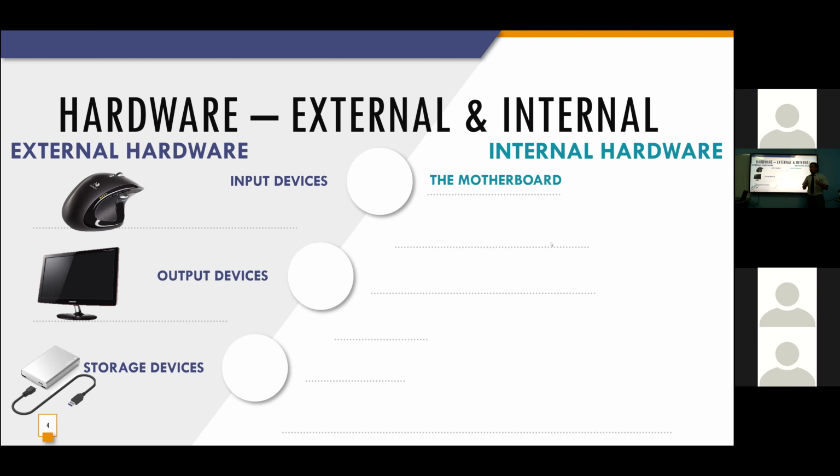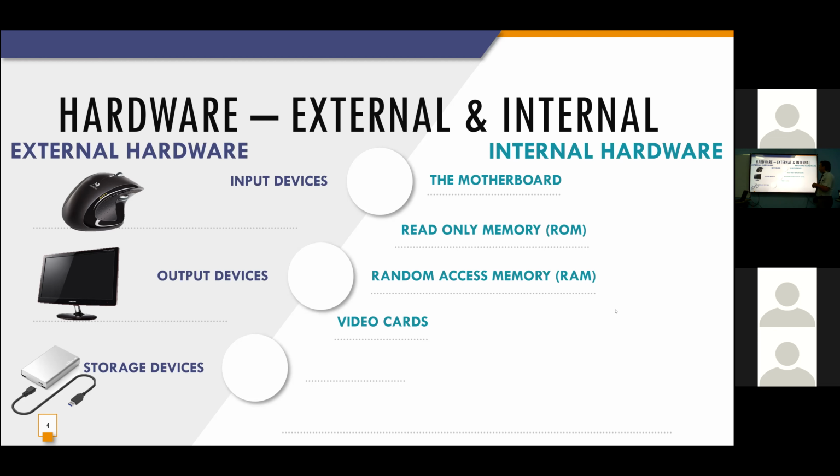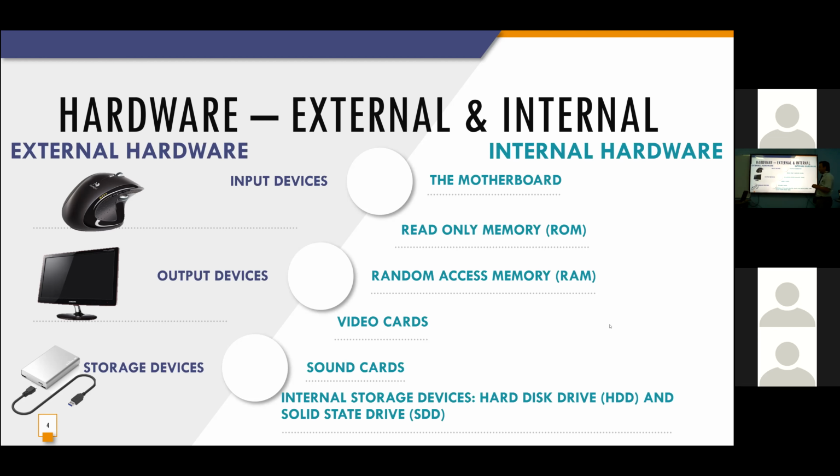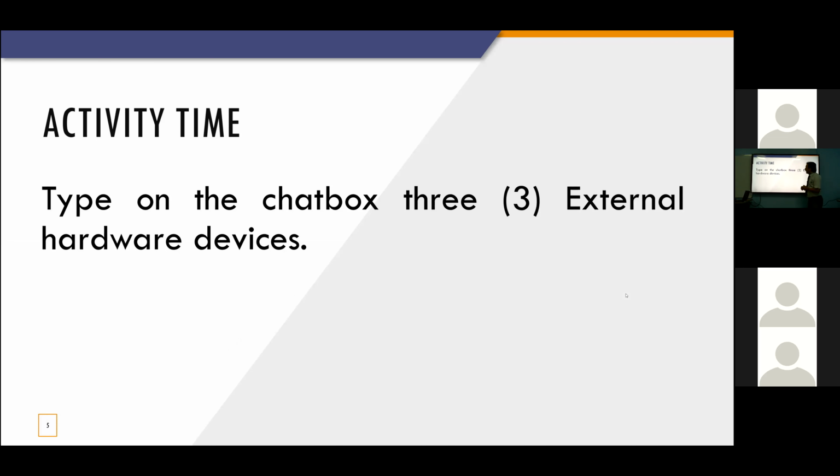And the other one is internal hardware. The first internal hardware is the motherboard, as you see here. The other one is ROM, read-only memory. We will explain the other slides, but now we are only mentioning memory. Then random access memory, the other name is RAM, and video cards, sound cards, and the last thing is internal storage devices. Like external storage devices, we also have them in our system. Why do we say these are internal hardware? Let's remember, because these are inside our systems.